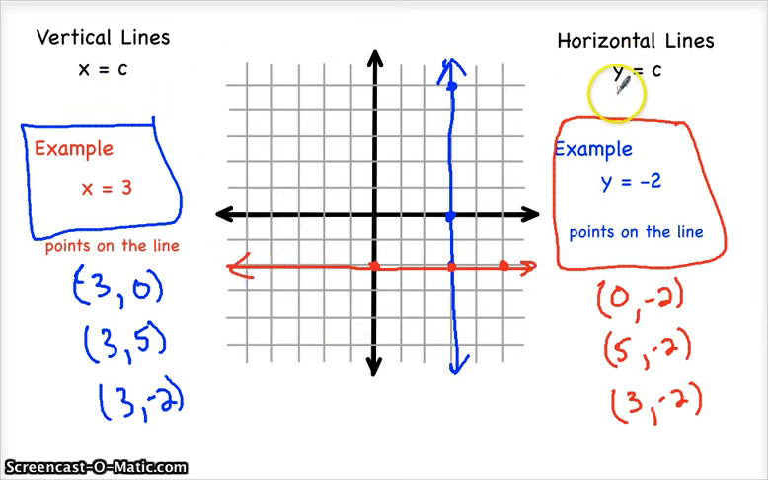Standard forms for vertical and horizontal lines, remember you only have one of the two variables. You've only got x or you only have y. You're not going to have a mixture of the two. So they stand out pretty well.